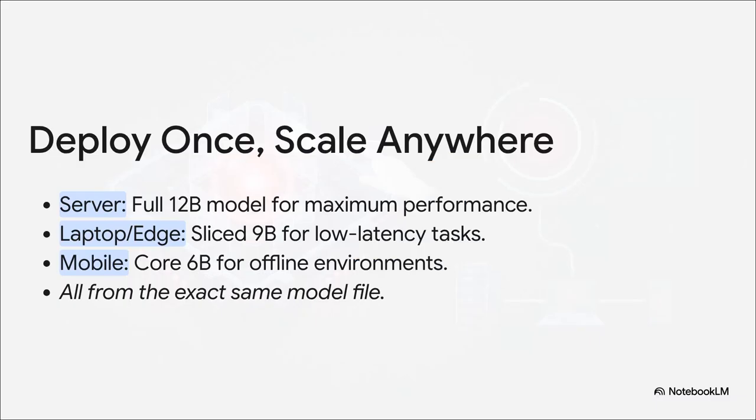And this right here brings us full circle, back to that initial promise. Deploy once, scale anywhere. You have one single model artifact. On your server, it's a 12B monster. On an edge device, it's a nimble 9B. And on a phone, it's an efficient little 6B that can run offline, all from the exact same file. This just completely changes the game for deployment pipelines.